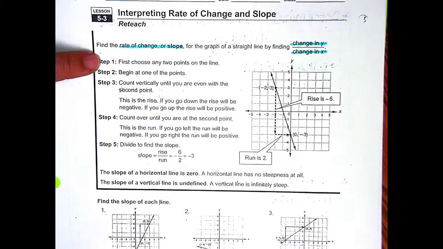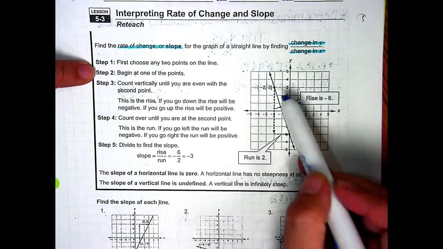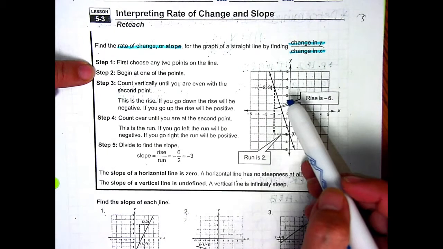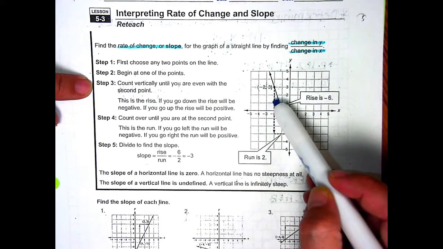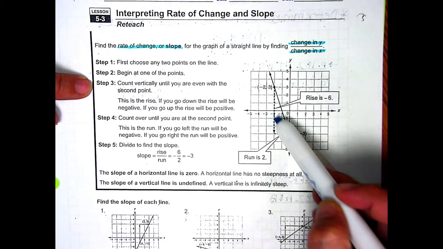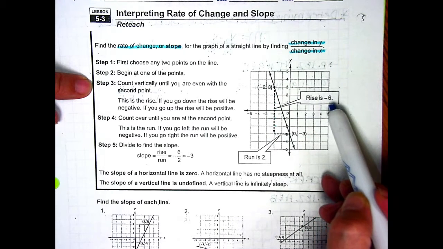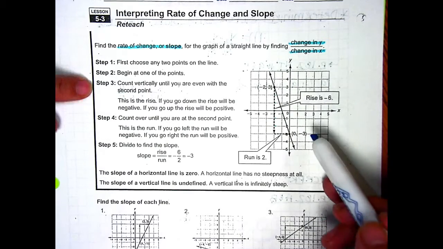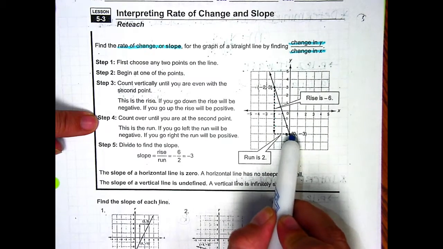So you're going to choose any 2 points on the line, begin at 1, and you can count vertically till you're even with the second point. So 1, 2, 3, 4, 5, 6. Because we went down, the rise is -6. And then you count over until you're at the second point. So 1, 2.